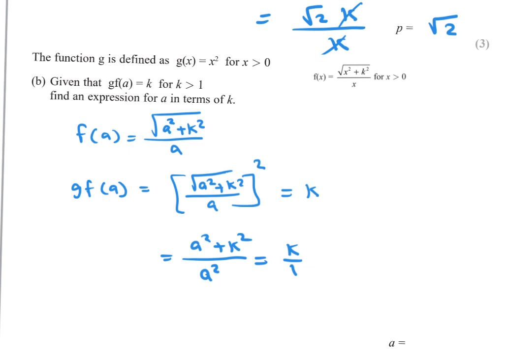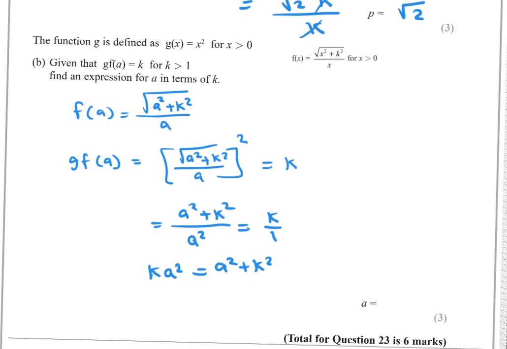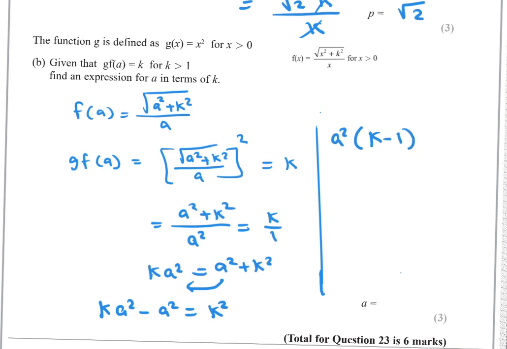You can cross multiply. k times a squared equals k a squared. 1 times a squared plus k squared is the same, a squared plus k squared. We need a as the subject, so transpose a squared to the other side. So k a squared minus a squared equals k squared. You can take a squared common, so you are left with a squared times k minus 1 equals k squared. So a squared equals k squared over k minus 1.